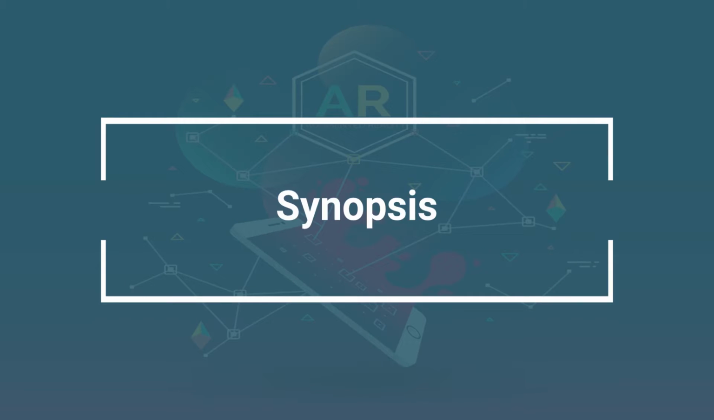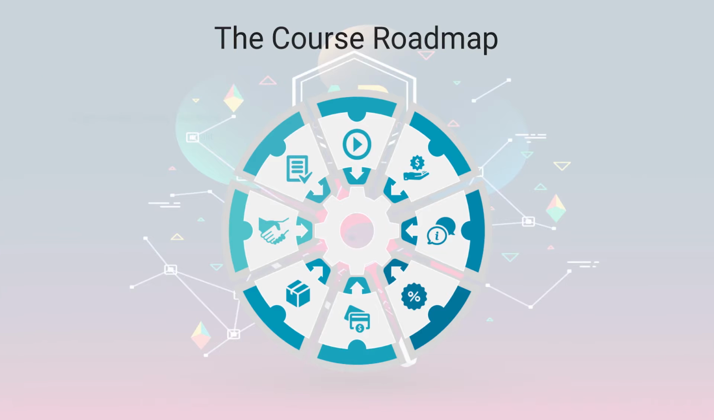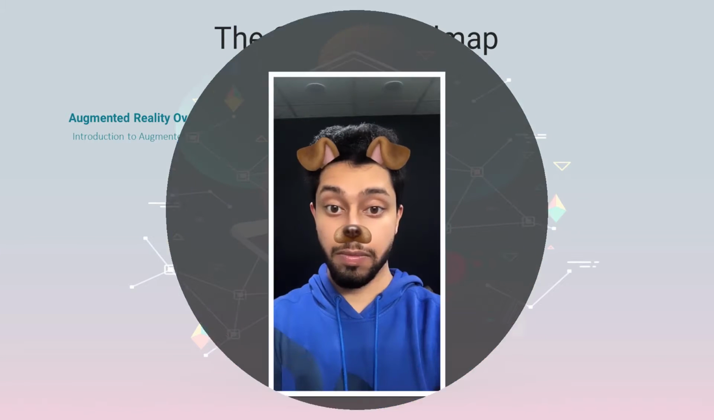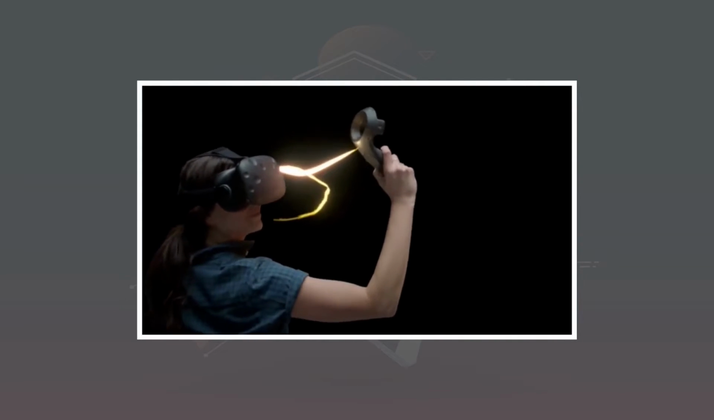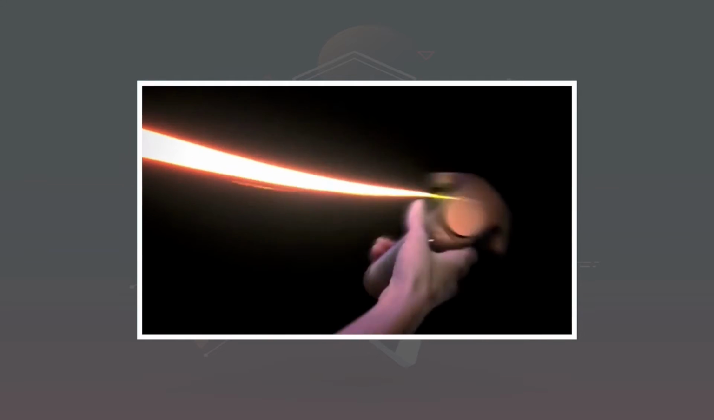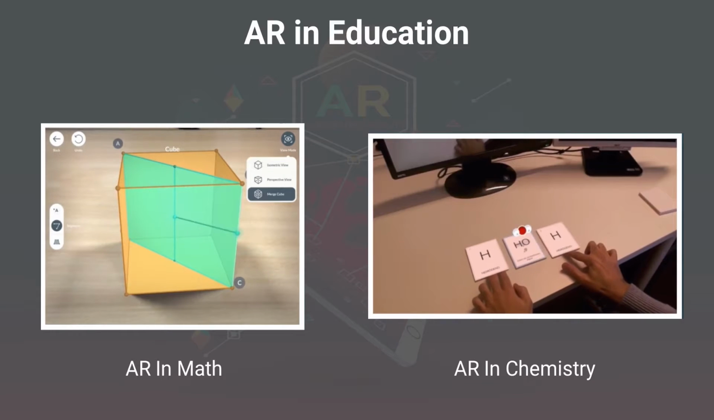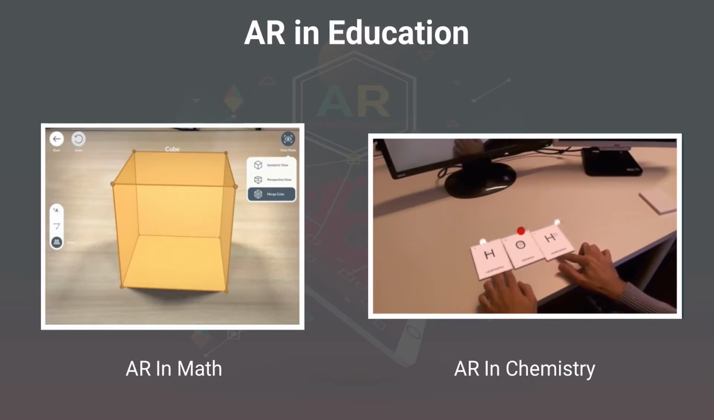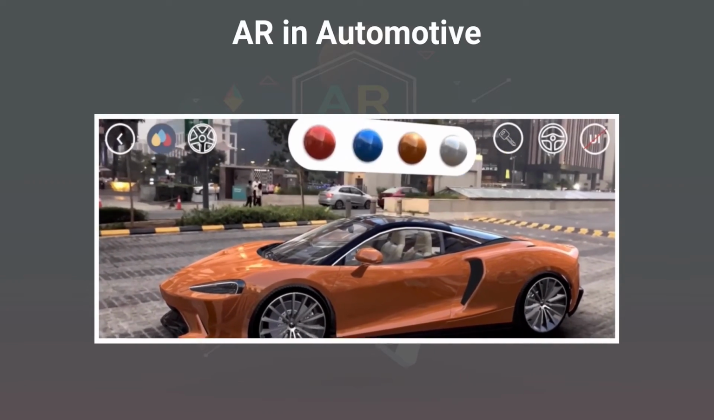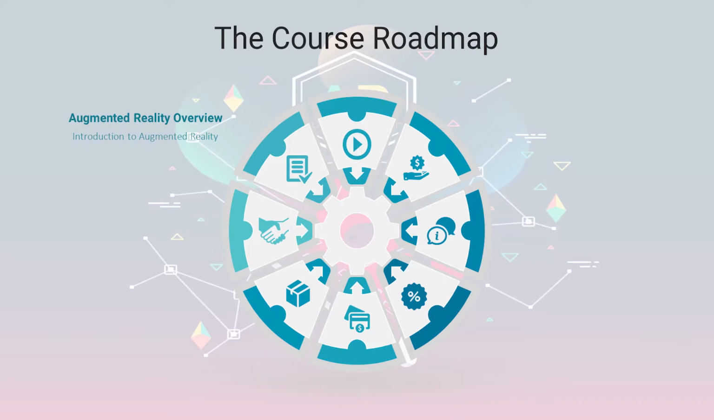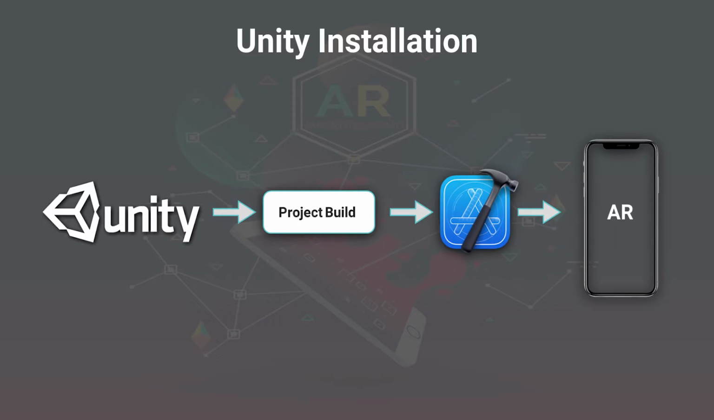This course is divided into 8 chapters. I'll start by introducing you to augmented reality and give a little introduction about other immersive technologies as well, such as virtual reality and mixed reality. We'll see how AR is being used in the industry and which companies are investing heavily for bringing AR to masses. We'll then install and set up the softwares required to create AR apps for both iOS and Android platforms.